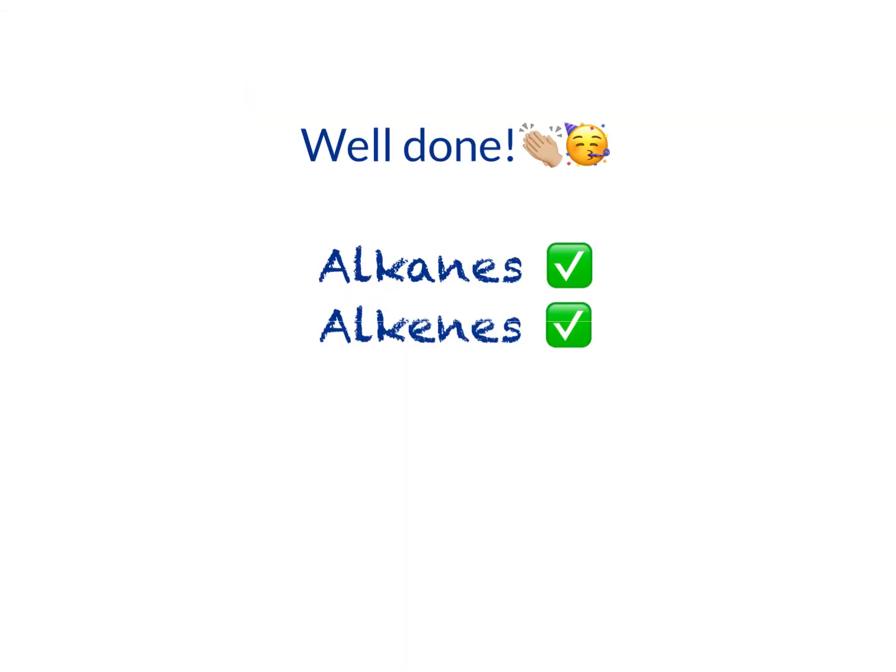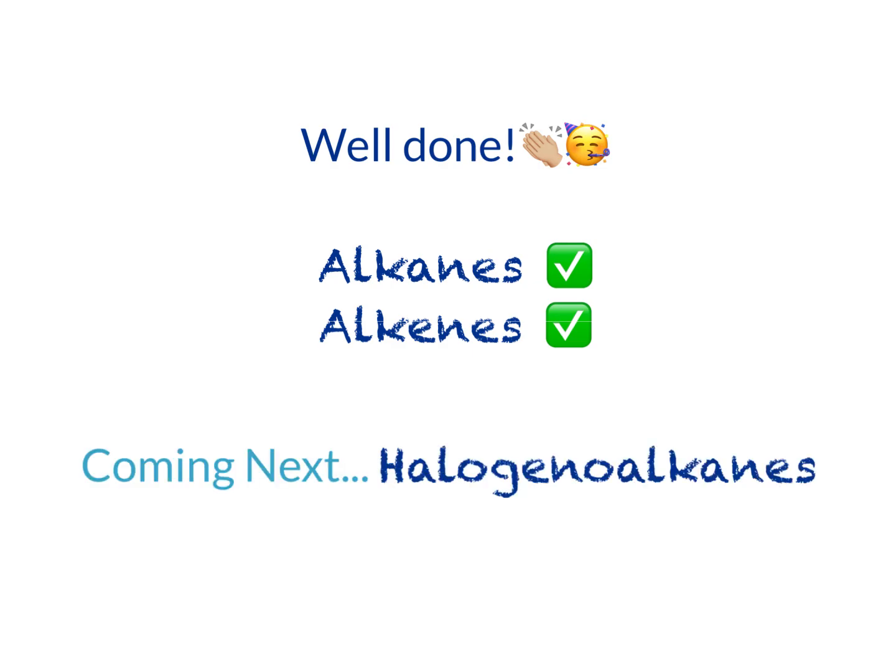So all that's left to say is well done for making it to the end of alkenes after you've completed this booklet, of course. And so that means we have now completed 2 of our organic families. We have completed alkanes and we have completed alkenes. And coming next is halogenoalkanes.